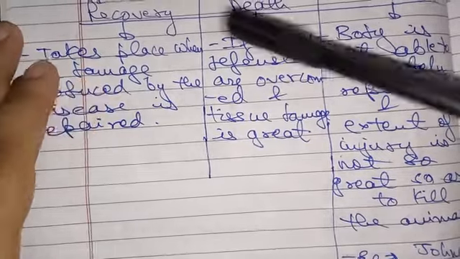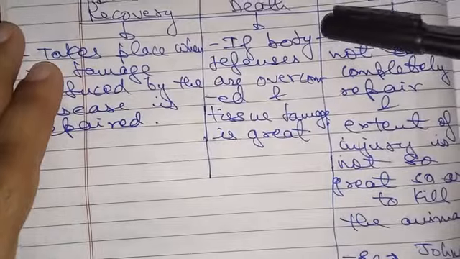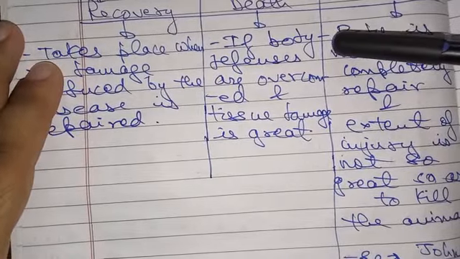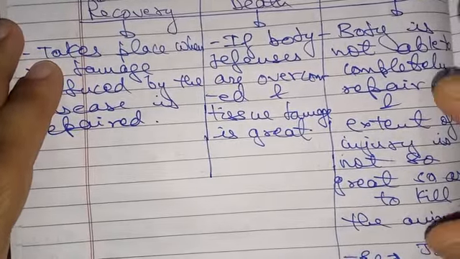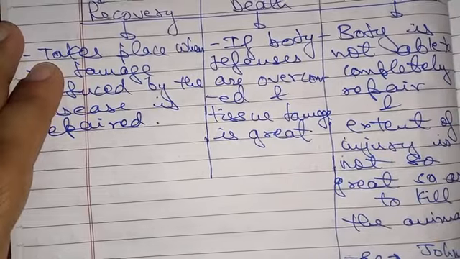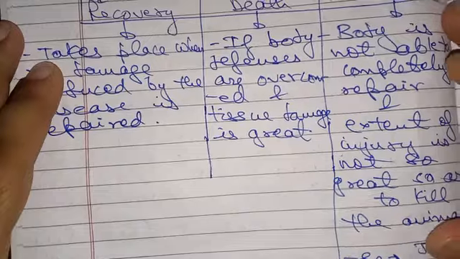Invalidism, these two terms are self-explanatory, but invalidism means that the animal or individual is in a mid state, that it is not able to recover completely or not able to die. So that is called invalidism.